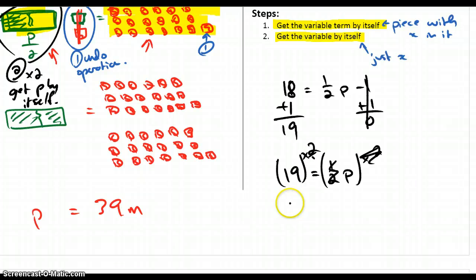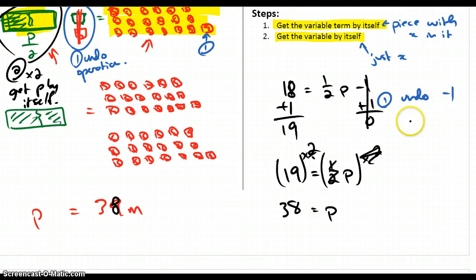You'll see that it cancels out and you get p by itself. When we multiply 19 by 2, we get 38. I'm sorry, I said this was 39 over here. It's 38, isn't it? 38 equals p. So those are our 2 steps. Again, on the right now, first we undo the -1 by adding 1, and second we undo the p over 2 by timesing by 2.